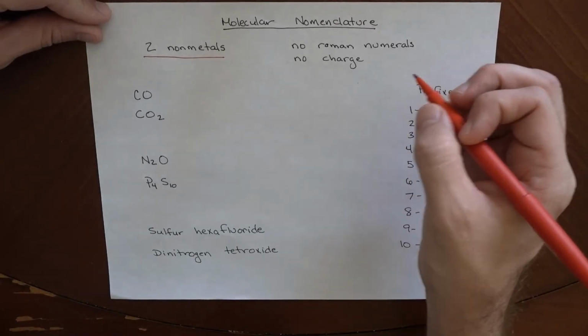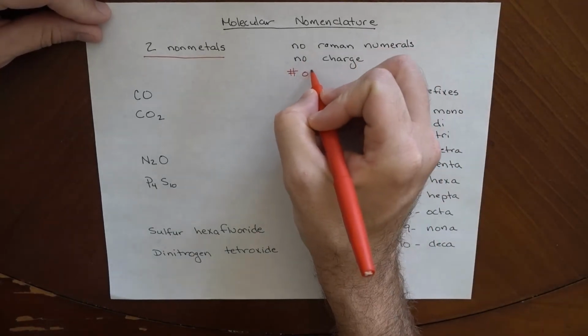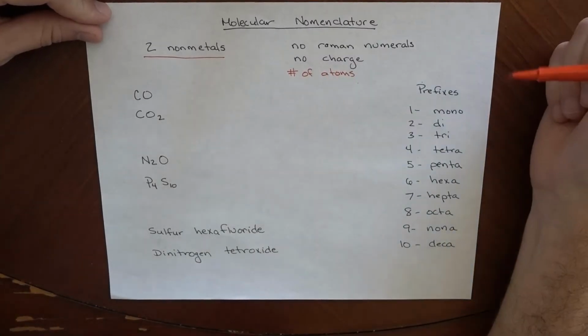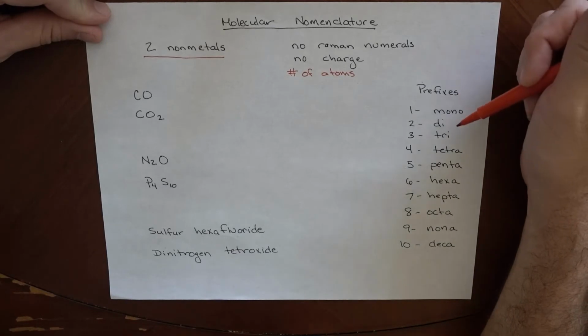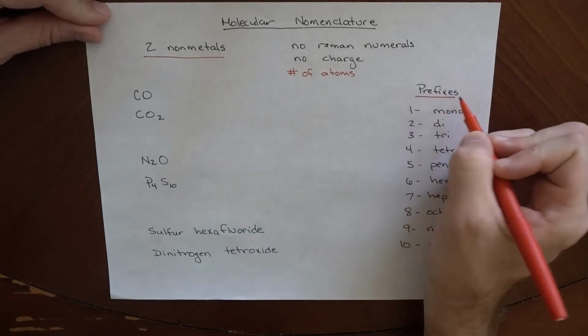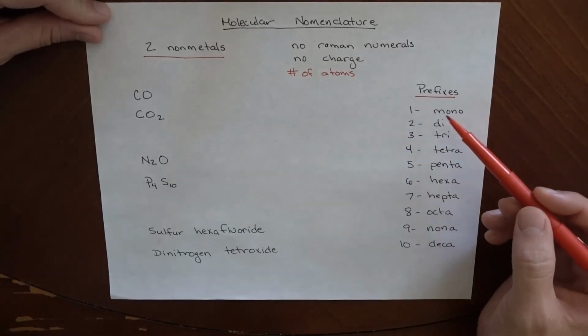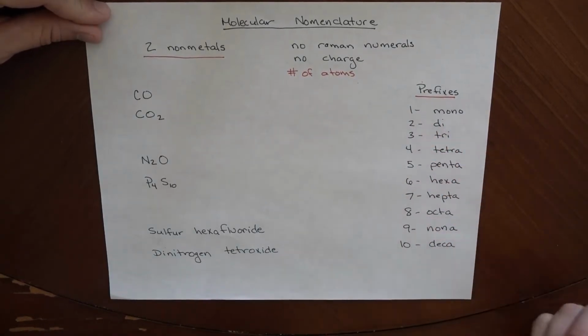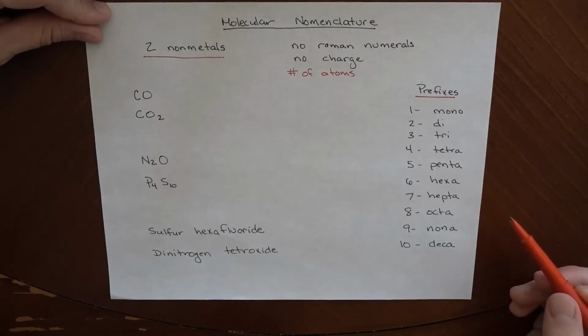The one thing we do care about is the number of atoms. How much of each atom we have, that matters. And the way that we say the number of atoms we have present is we use prefixes for those. So there are numerical prefixes, 1 for mono, 2 for di, 3 for tri, and so on, all the way down the list. So the best way to go about this is to jump right in.